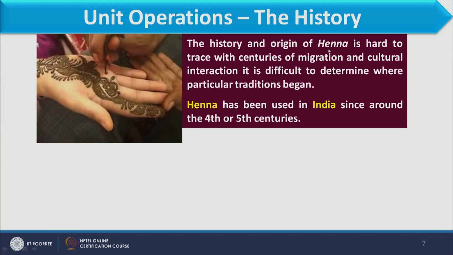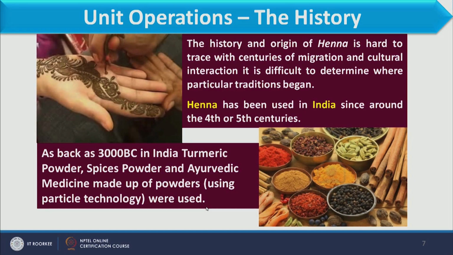Now the history and origin of henna is hard to trace. With centuries of migration and cultural interaction, it is difficult to determine where particular traditions began. So you can understand from how long we have been using henna, that we are not aware, but henna has been used in India since around the 4th and 5th centuries. So this is quite old data. So you can understand from how long we are using it.